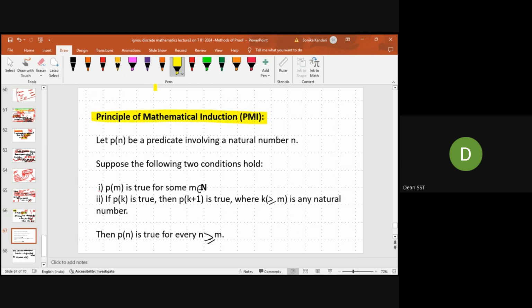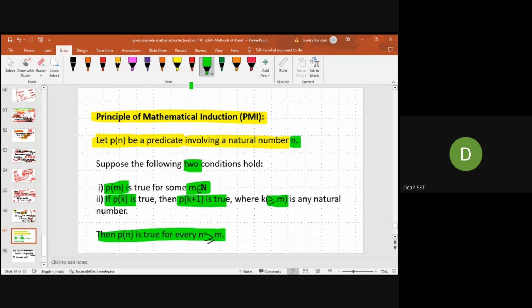Technically, how can we write it? Let Pn be a predicate involving a natural number n. Suppose two conditions hold. First, Pm is true for some m belonging to N. Second, if Pk is true, then Pk plus 1 is true, where k is greater than or equal to m. Fine. Now it is true for every n greater than or equal to m.